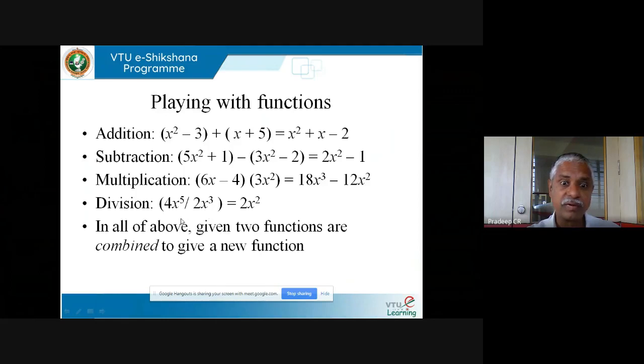Basically, given two functions, you are trying to construct the third function. You are trying to give a new function. So this is what was meant by playing with functions. But not just this, you learned even more wonderful playing in your class level.